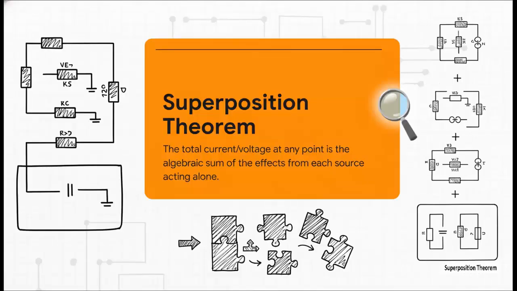All right, here's the official definition. Now, it might sound a little technical, but trust me, it's exactly what we were just talking about. It says that for any linear circuit, and that word linear is important, we'll come back to it, the total current or voltage anywhere is just the sum of what each source does on its own. It's really just about breaking a big problem into a bunch of little, easy ones.